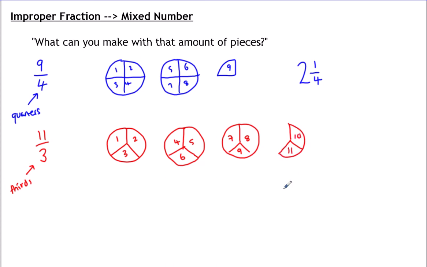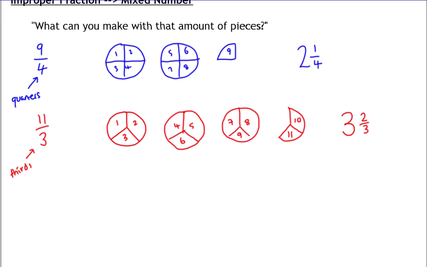So 10 and 11. And what have we made? Well, we've made 3 wholes. And what have we got spare left over? We've got 2 thirds. We're still working in thirds. This whole question in red has been in thirds, whereas when we were in blue, we were working in quarters.